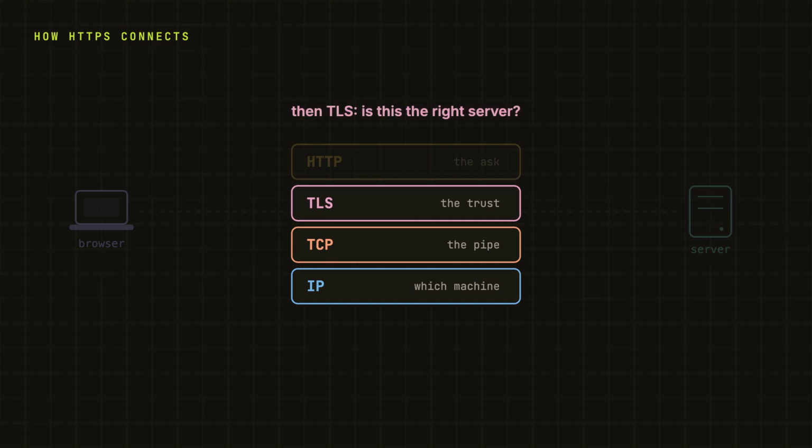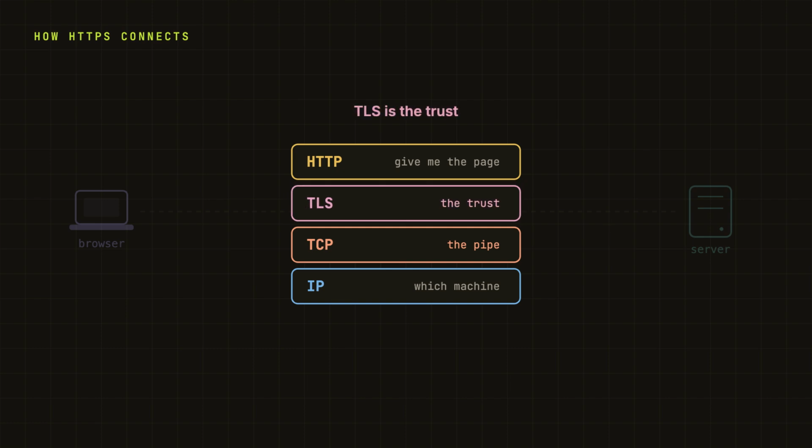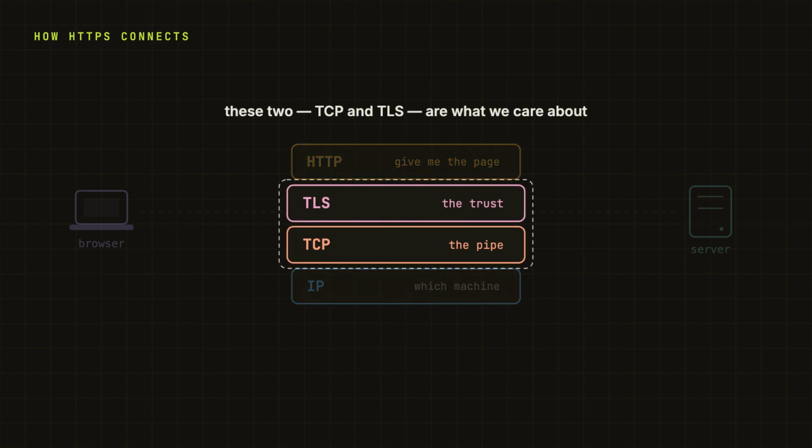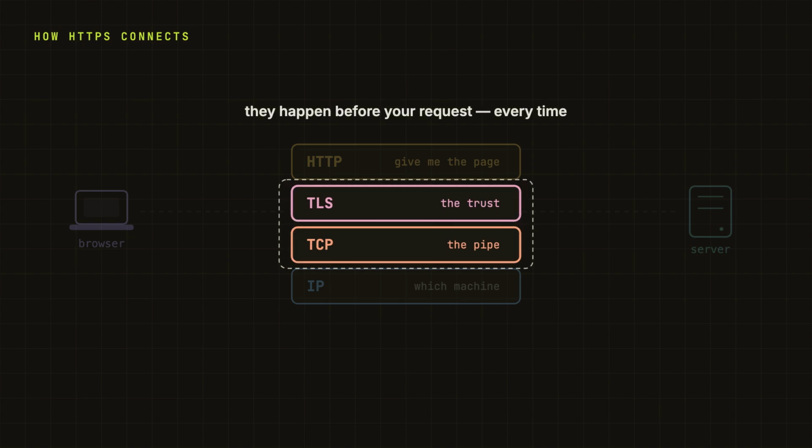Its job is trust. Is this really the right server? And can we make it private? And only on top of all of that sits HTTP, the actual ask. Give me the checkpoint page. So TCP is the pipe, TLS is the trust, HTTP is the ask. That is the whole map. And these two in the middle, TCP and TLS, are the part we actually care about here because they happen before your request every single time and almost nobody looks at them.